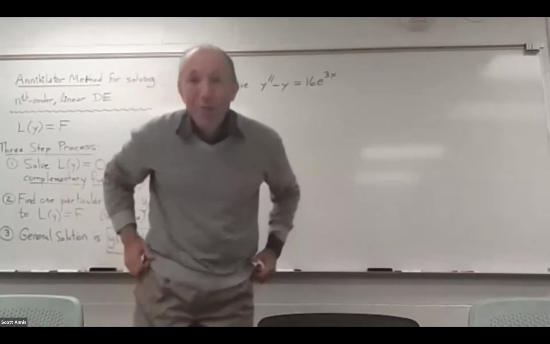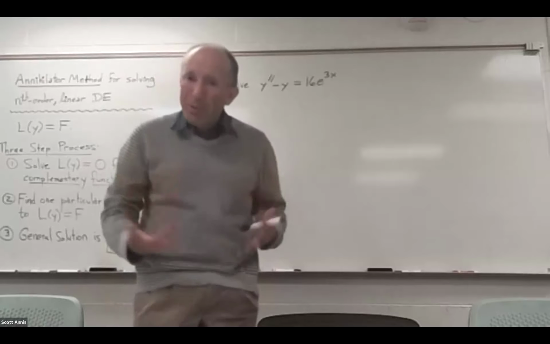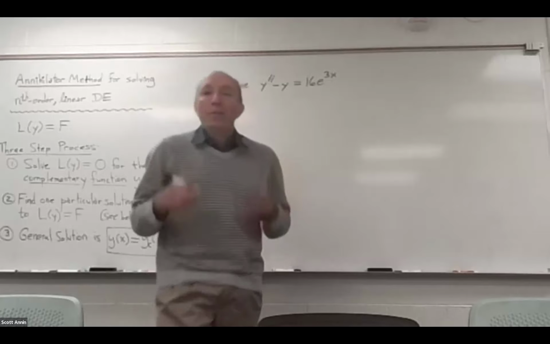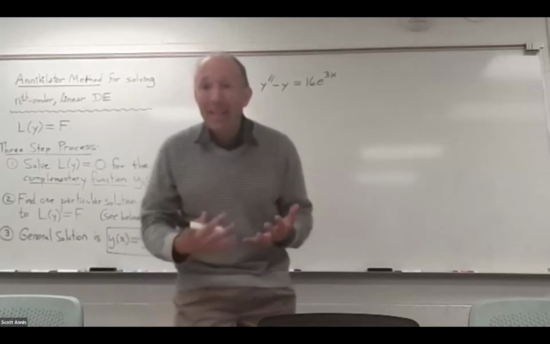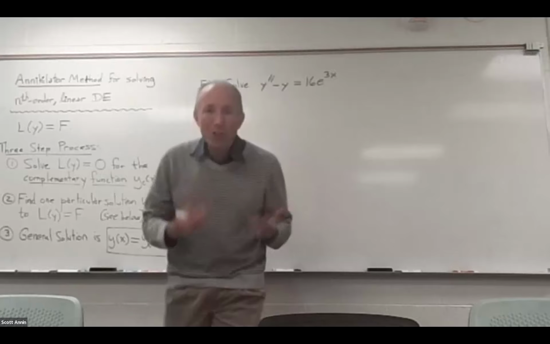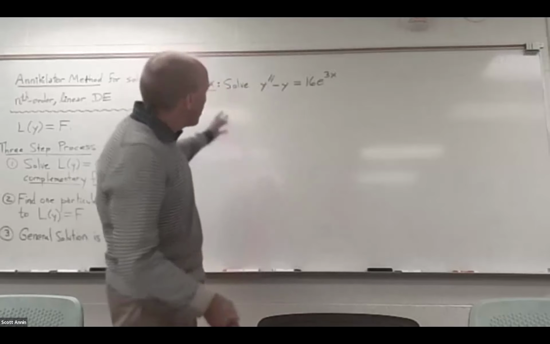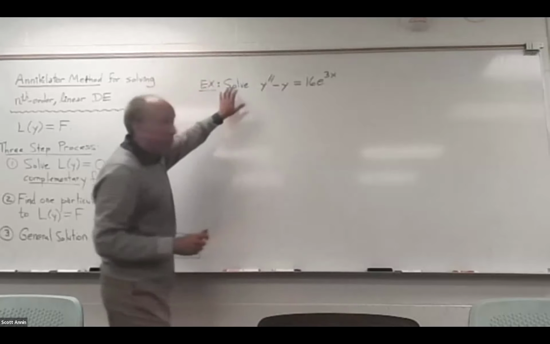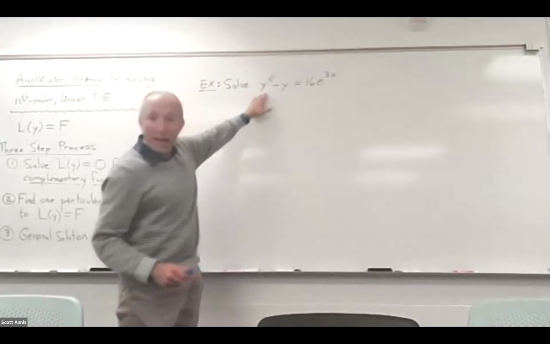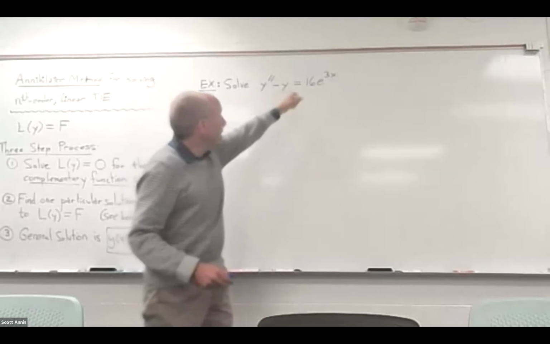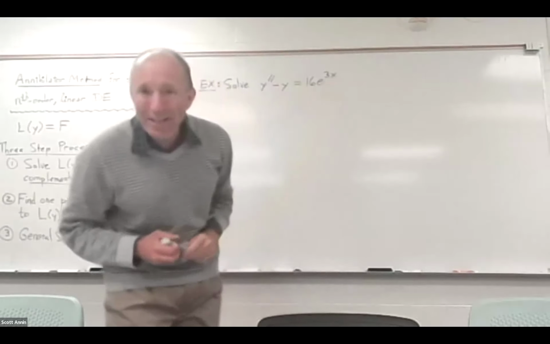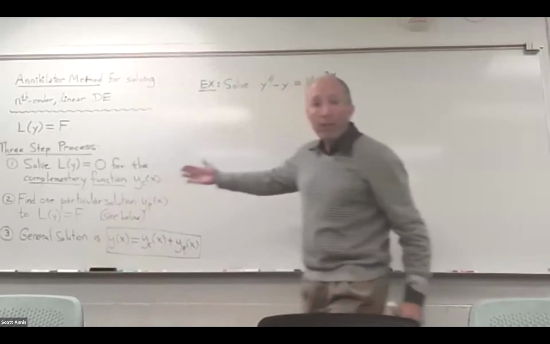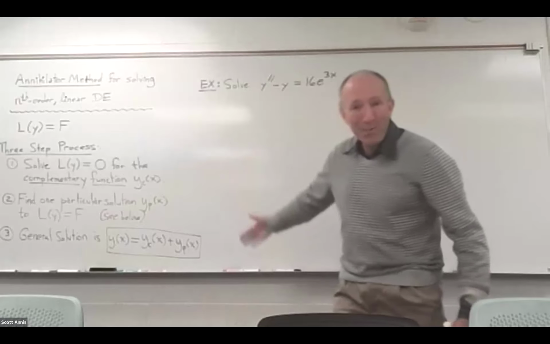So for the rest of this video, I'm mostly going to be trying to solve some differential equations by using the annihilator method. In fact, the best way to learn and understand the annihilator method is to just take on some examples. So the first one I'd like to do is a relatively easy one. It's right here on the board behind me. Solve y double prime minus y equals 16 times e to the 3x. I'd like to show you how to solve this. We're, of course, going to use the 3-step process over here.